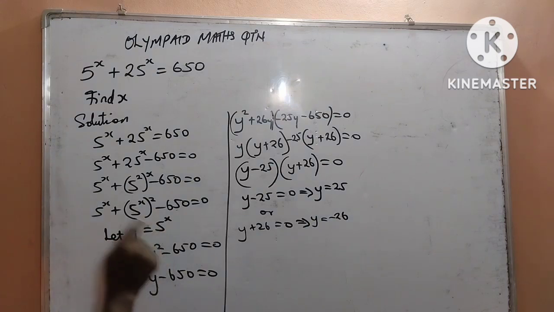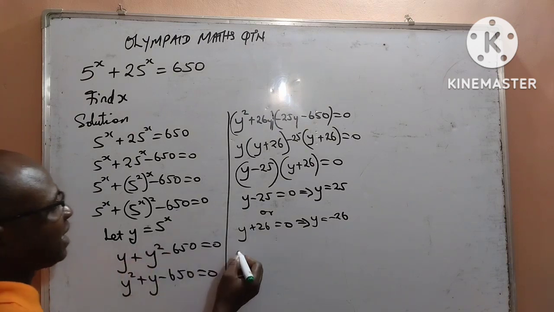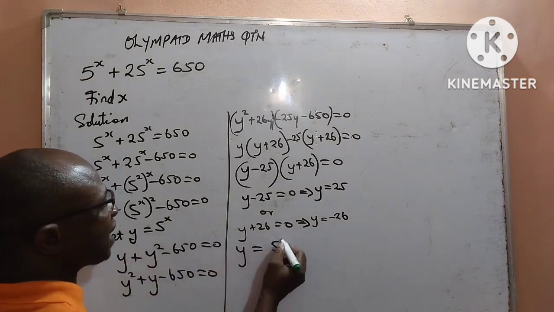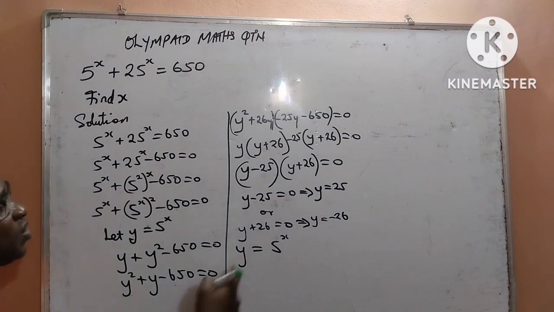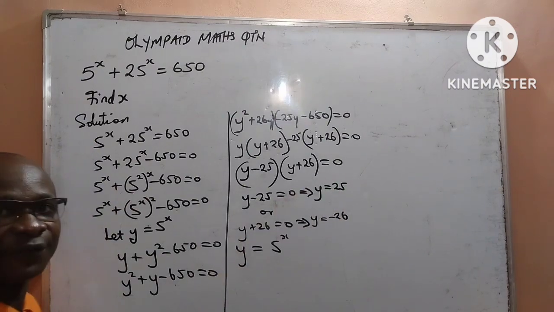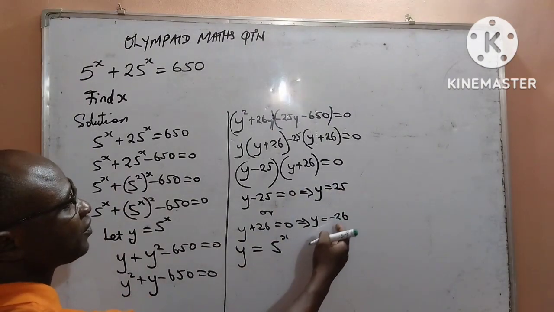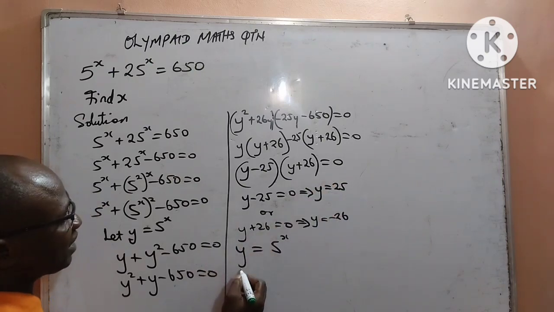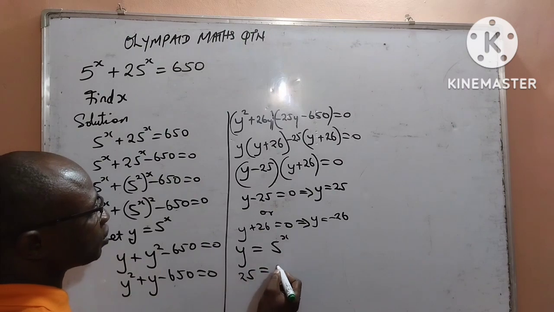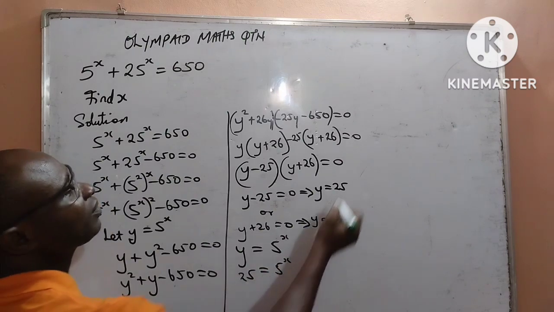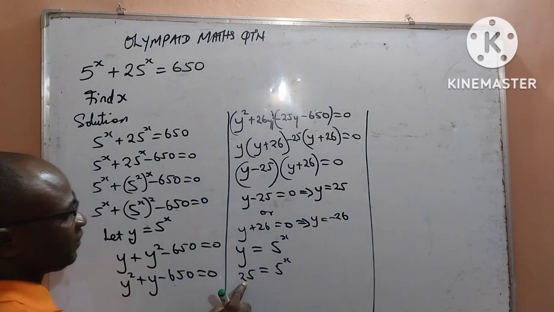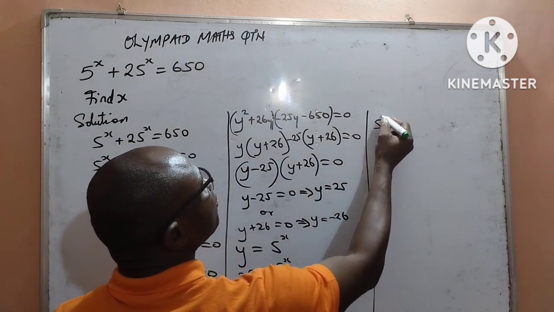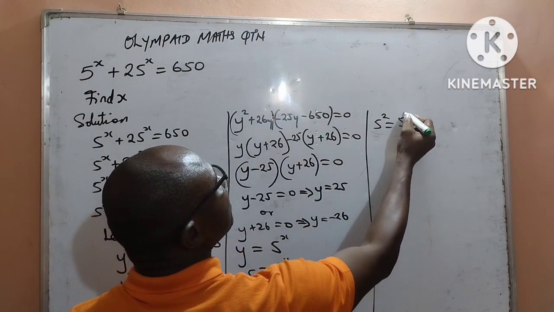At this point, we have gotten the values of y, and therefore we go back to where we said let y be equal to 5 to the power x. Therefore, I have y equal to 5 to the power x. Anywhere I see y, I substitute the value of y, which is 25 or minus 26. So, working with 25, I shall have 25 is equal to 5 to the power x. And I can now write my 25 as 5 to the power 2, equal to 5 to the power x.